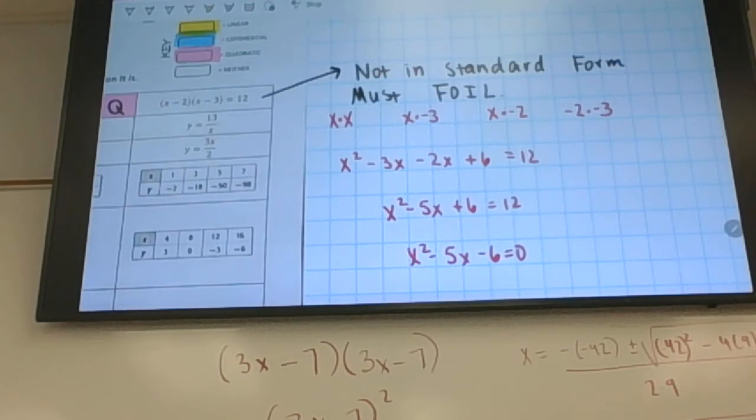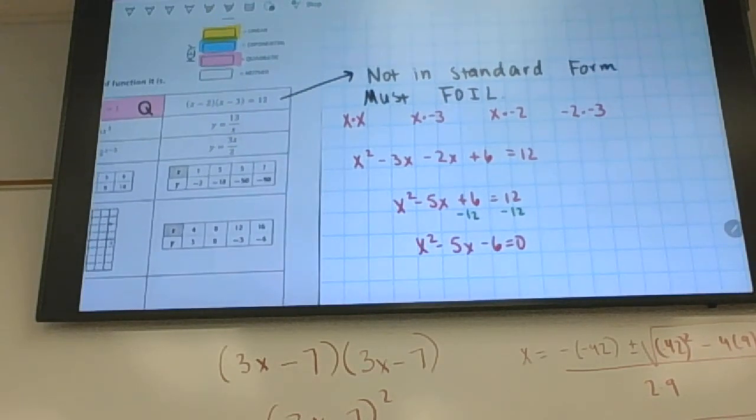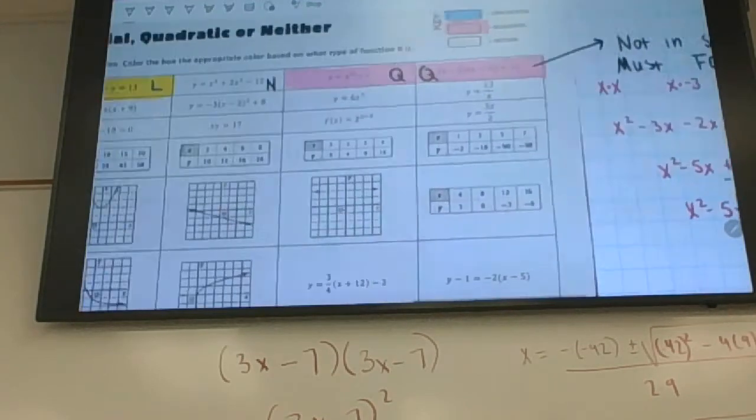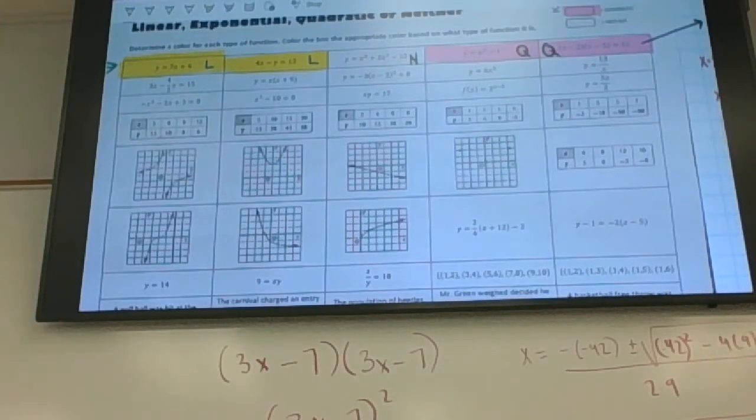You do not have to show all the work I'm showing, you guys. I just want you to see that when this is FOILed, it is in fact a quadratic. You know that those look like two factors and that we factored quadratics. So we got Q and Q here. L and Q and Q.